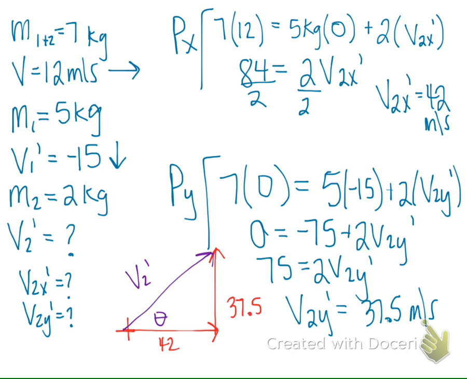So to find our v sub 2 prime, we need to take our Pythagorean theorem of 42 and 37.5, which gives us what? What speed or what magnitude? 56.3 meters per second. And to find our direction, we need to take the inverse tangent of 37.5 over 42, which gives us what degree? What did you say? 42 degrees? Yeah. And what direction? East then north, which means north of east.